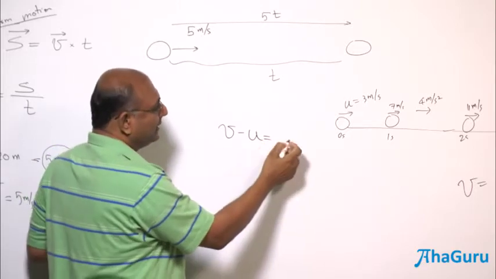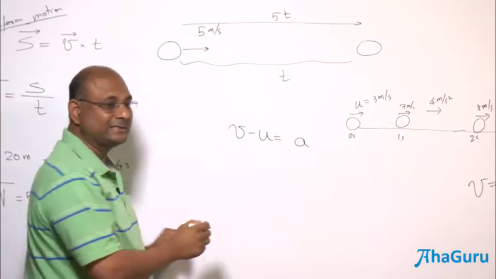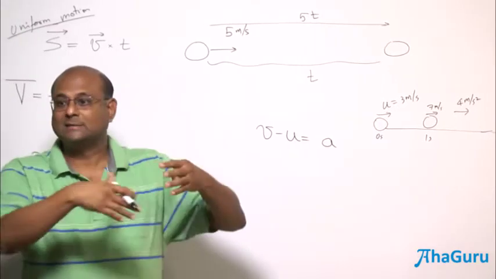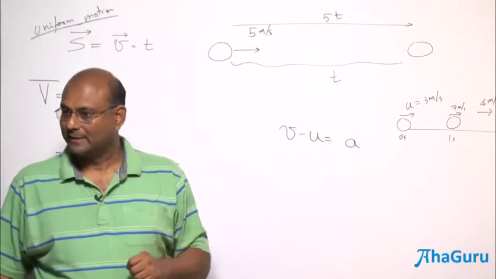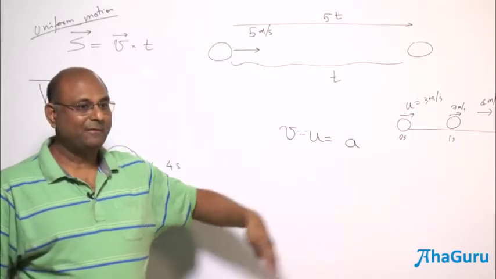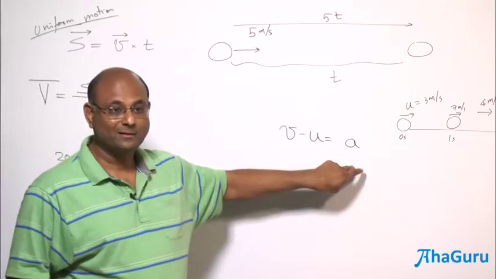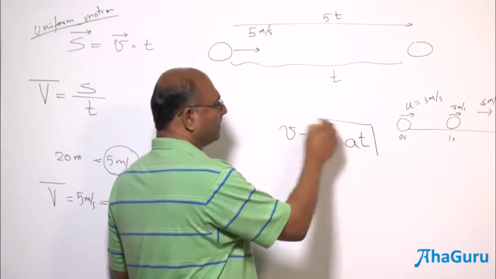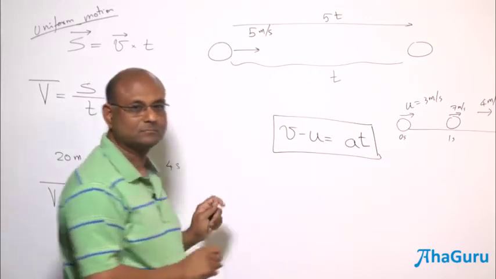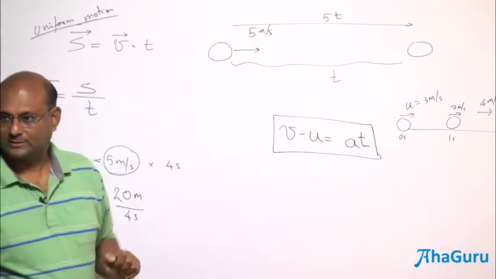Now this depends on not just a, but how long are you waiting? Because every second, acceleration is going to add a. So if I wait for 20 seconds, it will add 20a. If I wait for t seconds, it will add at. Okay, you already know this.